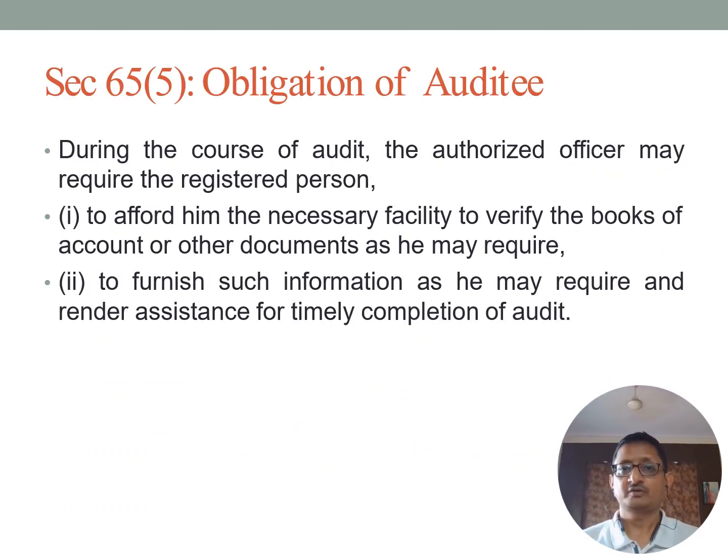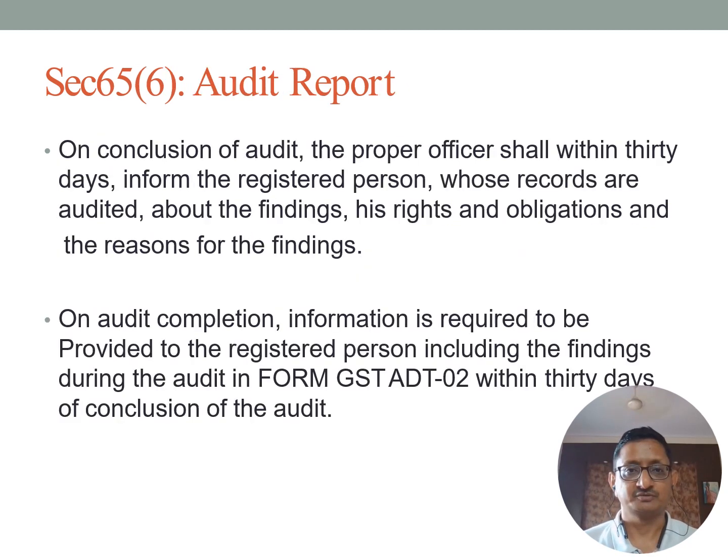Obligation of the auditee: the taxpayer has to give all the facilities for the verification of books of accounts to the GST officer and provide all the information as may be required for timely completion of the audit. Then on the conclusion of the audit, the audit officer will give their findings and reasons, including the rights and obligations of the person whose records are audited and the reasons for the findings.